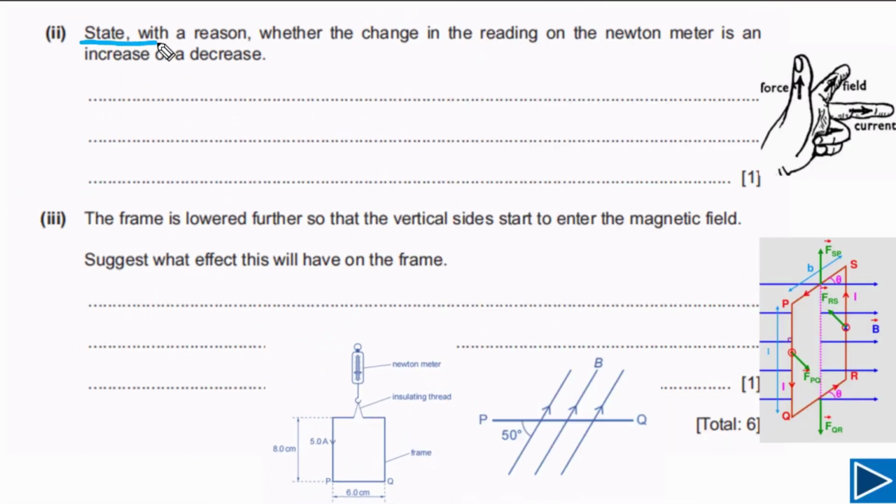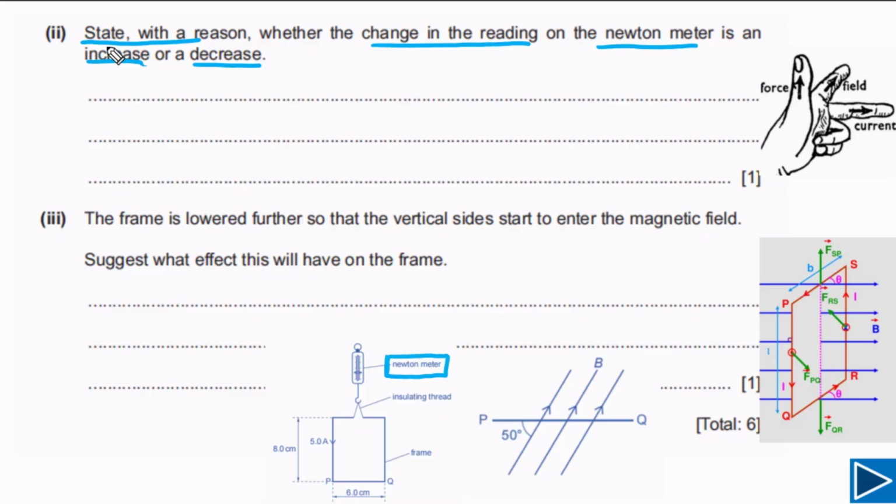For the second part, we need to state with a reason whether the change in the reading on the Newton meter is an increase or decrease. In the first part, it was given to us that the reading on the Newton meter changes by 1 millinewton. Now the question is asking us, is that change an increase or a decrease? That's what we need to find out. So first of all, we need to state, and then we need to write down the reason for that. If we say increase, we have to state why it increased. If we say it decreased, then also we need to give a reason for that.